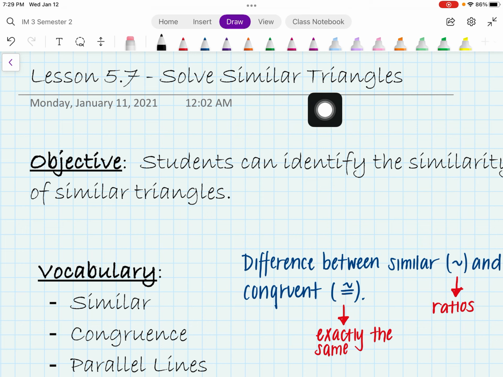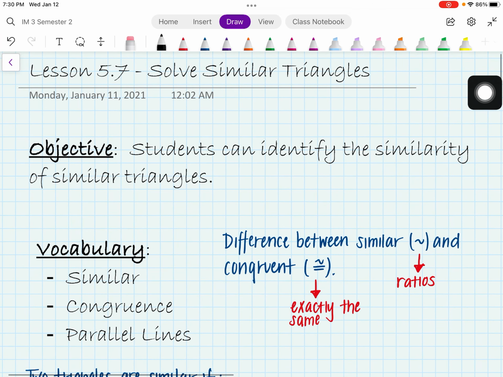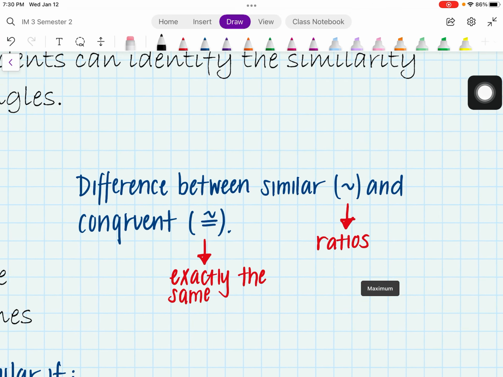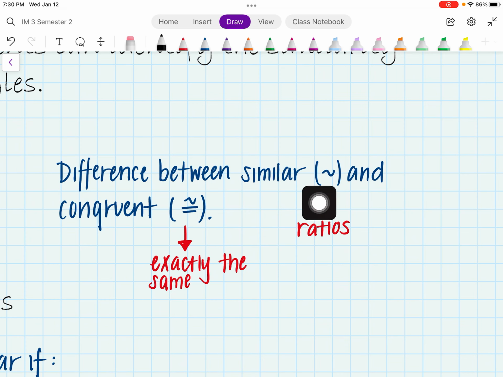All right, you guys, let's go ahead and get started here with lesson 5.7, solving similar triangles. In this case, guys, we are going to be taking a look at a few theorems as well as solving triangles to prove their similarity. Just a few things, guys, before we get started.